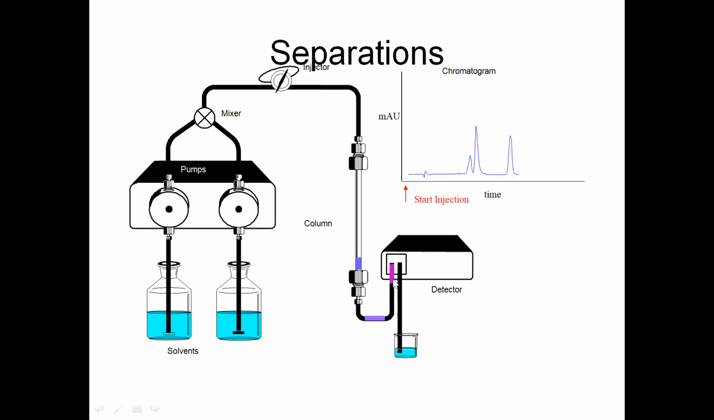Now the fourth compound is going to the column. So this is fourth, fifth, and sixth. Now you can see all six compounds detected: 1, 2, 3, 4, 5, 6. So this is a chromatogram.